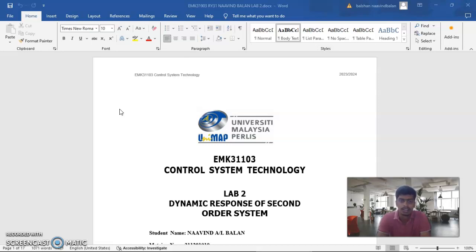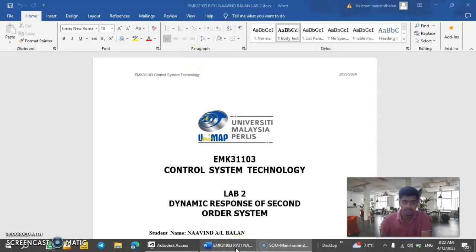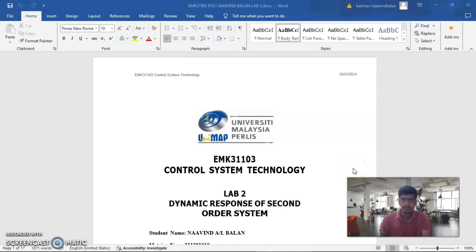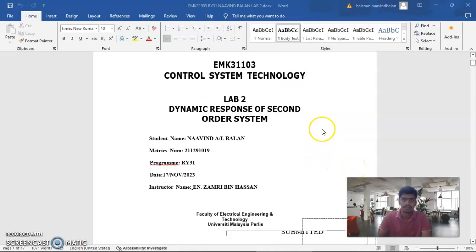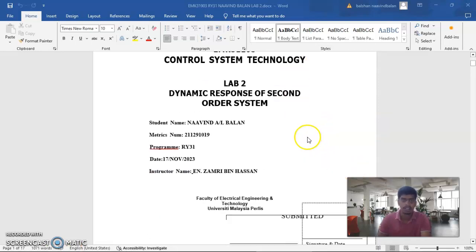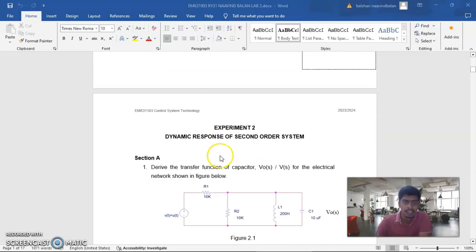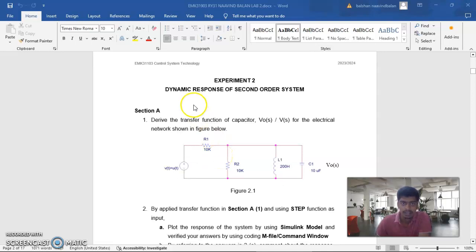So, today I would like to present my Lab 2, the dynamic response of second order system in control system technology. As I mentioned, these are the details about myself. Today I would like to explain the dynamic response of the second order system.